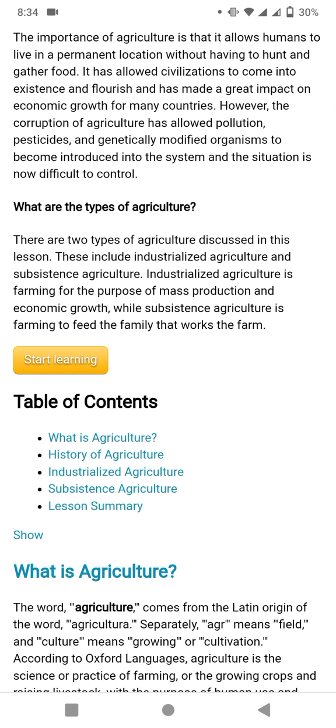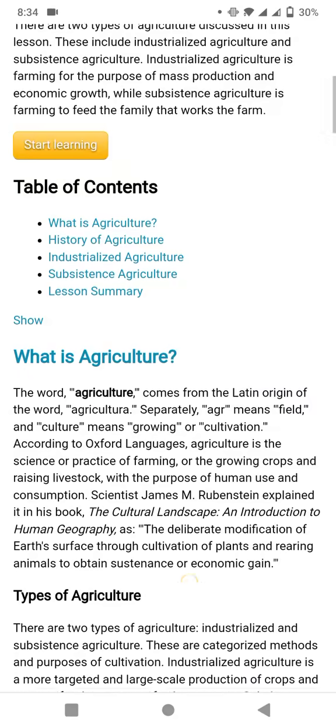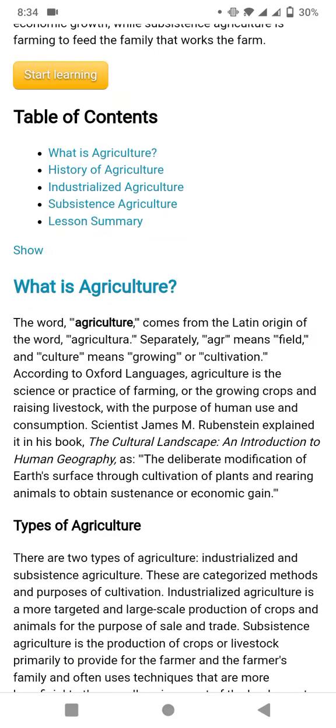What are the types of agriculture? There are two different types of agriculture discussed in this lesson. These include industrialized agriculture and subsistence agriculture. Industrialized agriculture is farming for the purpose of mass production and economic growth, while subsistence agriculture is farming to feed the family that works the farm. So, in the table of contents, in future we will discuss what is agriculture, history of agriculture, industrialized agriculture, subsistence agriculture, and lesson summary.